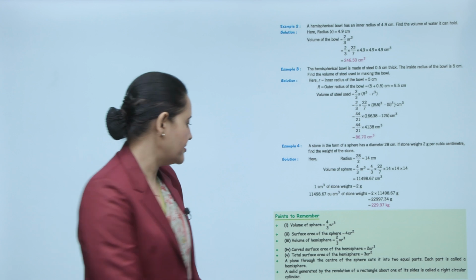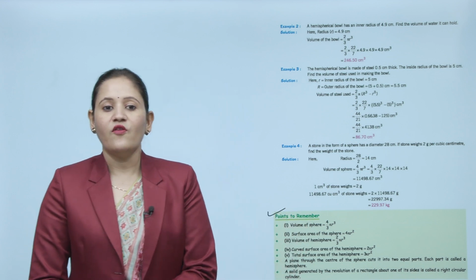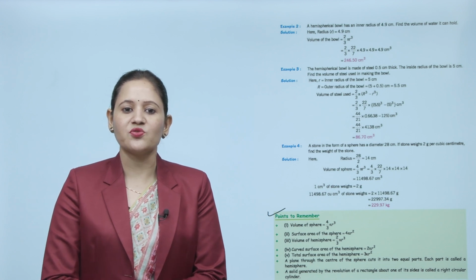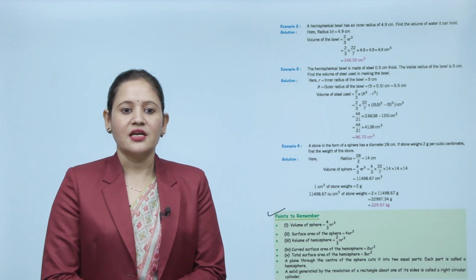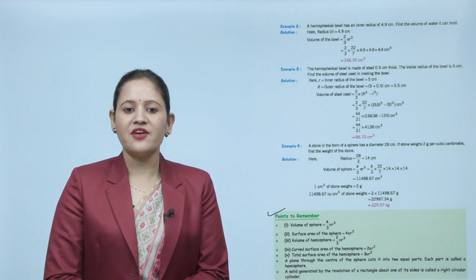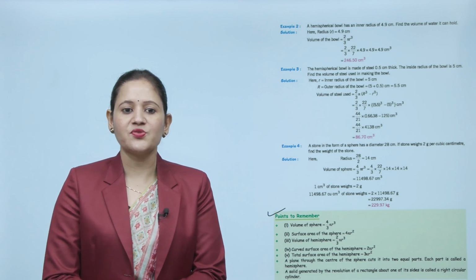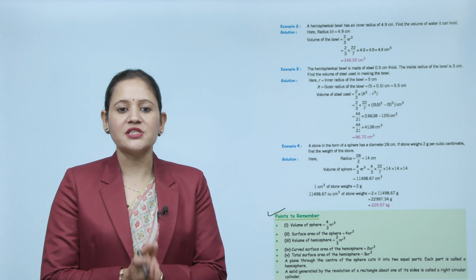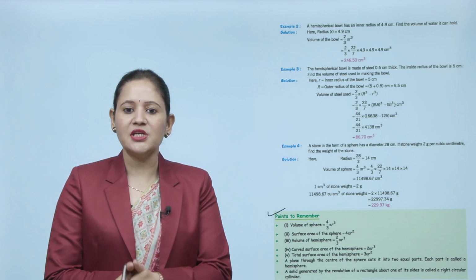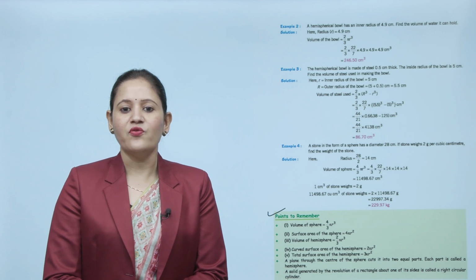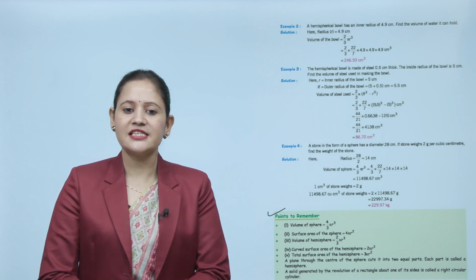Next is points to remember. Volume of sphere equals to हो जाएगा 4/3 pi r cube. Surface area of the sphere equals to हो जाएगा 4 pi r square. Volume of hemisphere 2/3 pi r cube. Curved surface area of hemisphere equals to हो जाएगा 2 pi r square. Total surface area of hemisphere equals to 3 pi r square. A plane through the center of the sphere cuts it into two equal parts. Each part is called a hemisphere. A solid generated by the revolution of a rectangle about one of its sides is called the right circular cylinder.